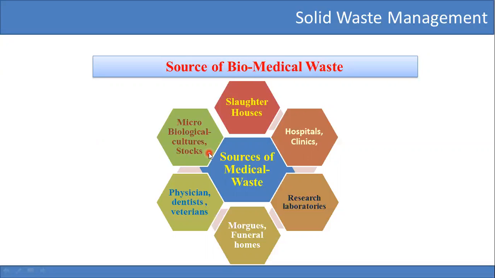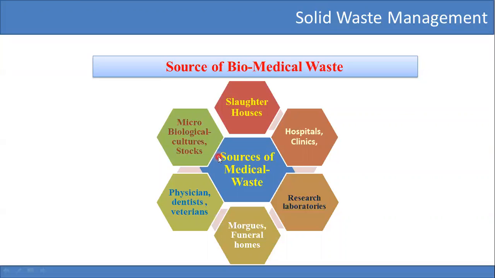The next source is bulk human blood and blood products. This consists of human blood, products of blood, and items saturated with, or with the potential for dripping, blood, serum, plasma, and other blood components, including soiled waste.